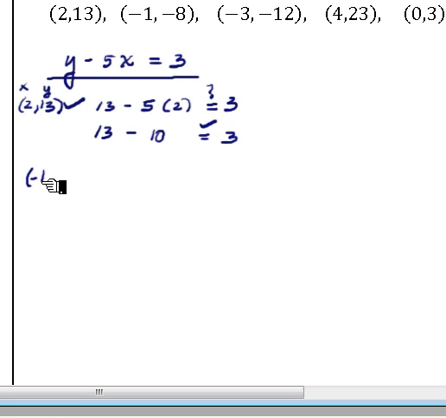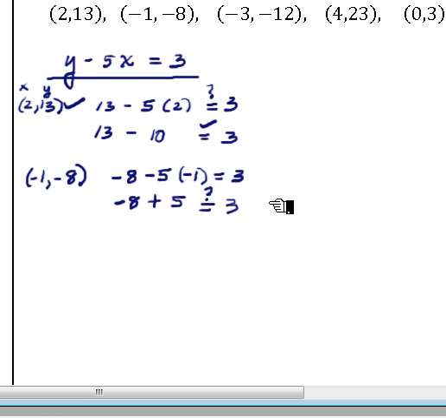Let's try (-1, -8). Okay, here's our y. So we have minus 8, minus 5. Here's our x, minus 1 equals 3. Okay, so that's minus 8 plus 5. Is that equal to 3? And the answer is no. Okay, so not this one.